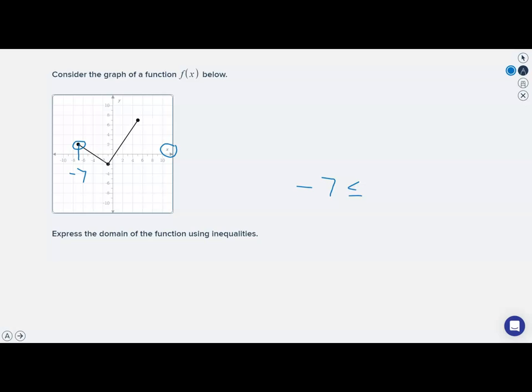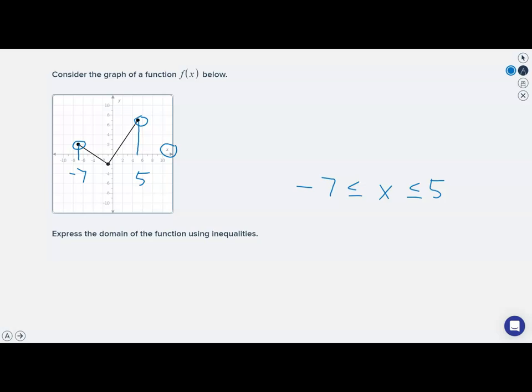And on the right side of the graph, the furthest that our function goes is +5. So that represents the upper limit of our domain. And again, we have a closed circle, which tells us that 5 is included in the domain. So we're going to have a less than or equal to symbol right there. And then x represents all the possible values that could exist in the domain.